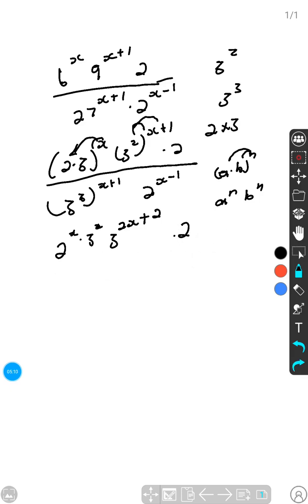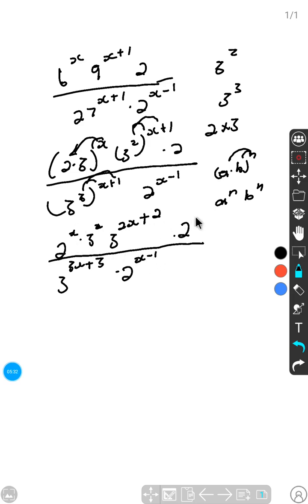Sorry. Let's proceed. Let's go down to the bottom. The 3 is going to go to the x and the 1. Okay, so 3 times x is 3x, and 3 times 1 is 3, so we have 3 times 2x minus 1.